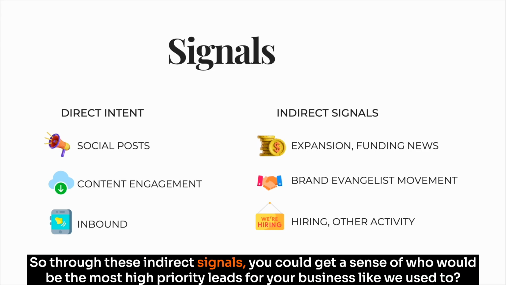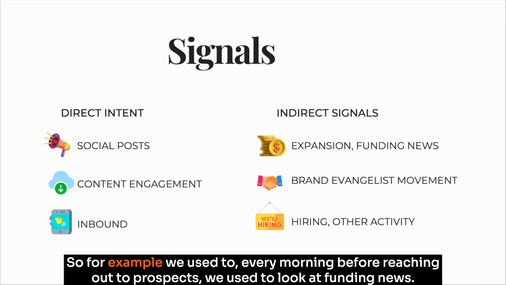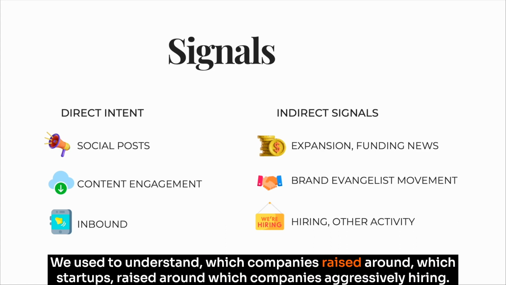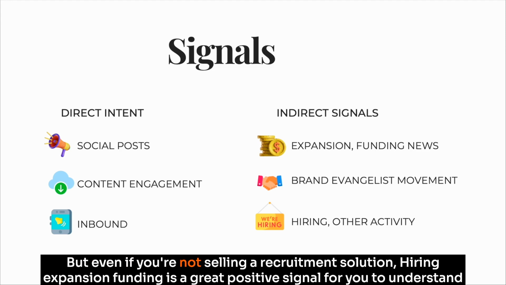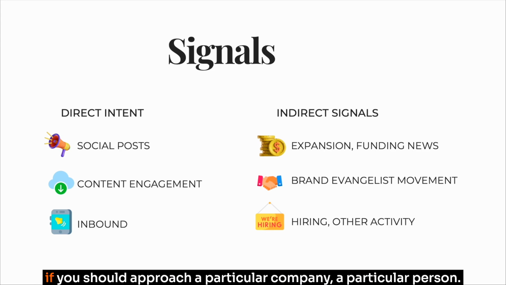So through these indirect signals, you could get a sense of who would be the most high priority leads for your business. For example, every morning before reaching out to prospects, we used to look at funding news. We used to understand which startups raised a round, which companies were aggressively hiring. And we were obviously part of a recruitment business, so that was also a direct signal in some way. But even if you're not selling a recruitment solution, hiring, expansion, funding is a great positive signal for you to understand if you should approach a particular company, a particular person.